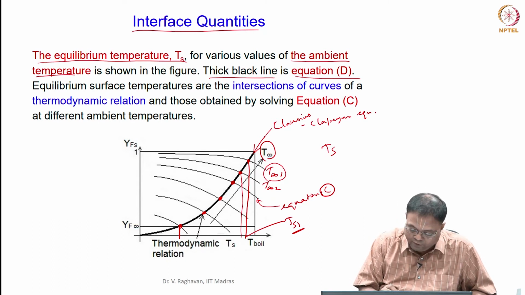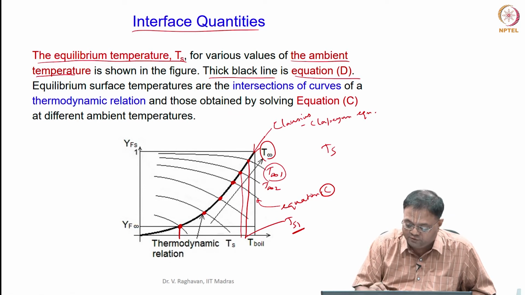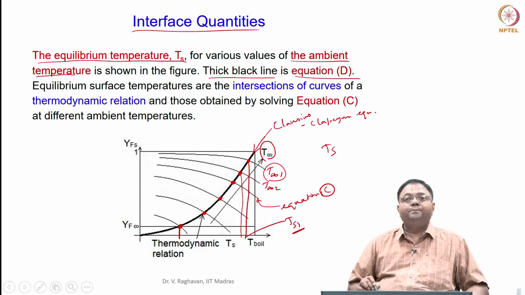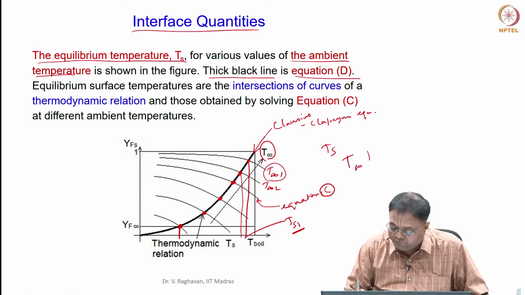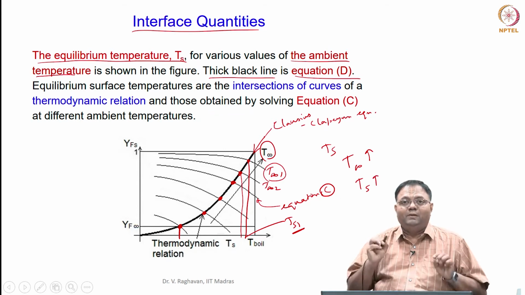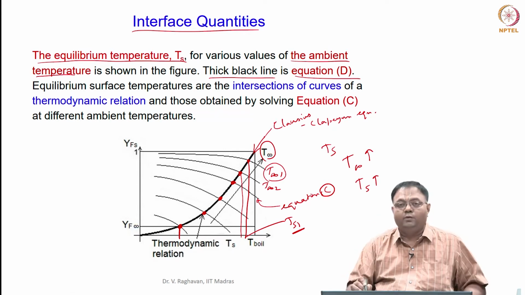The intersection of these curves with this Clapeyron equation will be the corresponding equilibrium Ts. So now you can see that as T infinity increases, the Ts also increases. But please understand that it cannot exceed the boiling point.